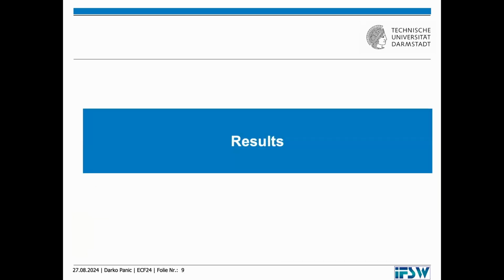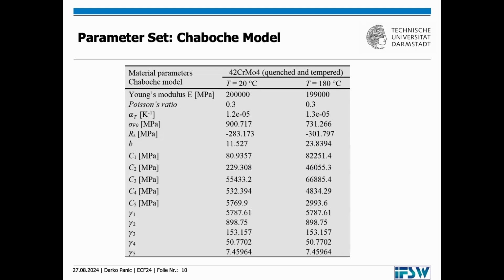Okay, some results, perhaps to show you one of these parameter sets, the Chaboche model for the material 42CrMo4. It's quenched and tempered. It's a German, usually German, kind of way to define the name of this material. Two sets for 20 degrees Celsius and 180 degrees Celsius. And everybody who uses this Chaboche model sees at once that I used here only 5 Backstress terms.